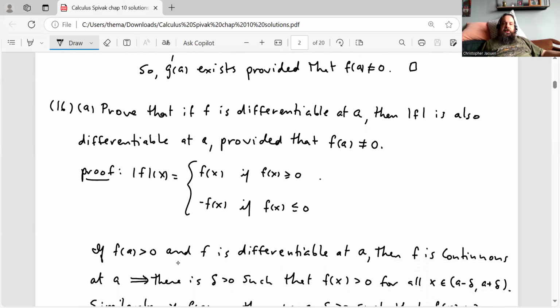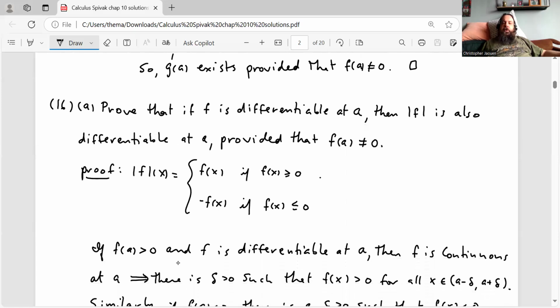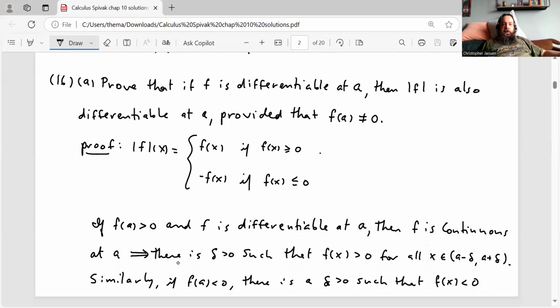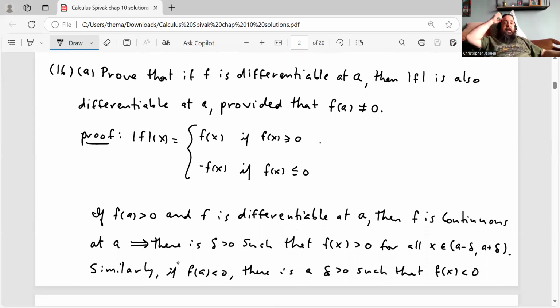All right, question 16. Prove that if f is differentiable at a, then the absolute value of f is also differentiable at a, provided that f of a is not 0. So first, I'm just writing out the piecewise definition of the function absolute value f of x. That's equal to f of x if f of x is greater than or equal to 0, and negative f of x if f of x is less than or equal to 0.